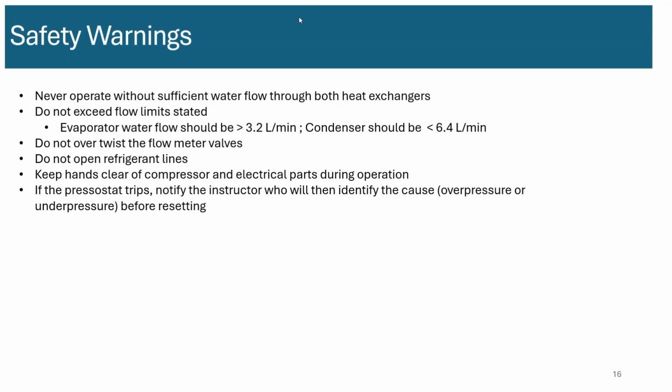So now some general safety warnings. Never operate without sufficient water flow through both the heat exchangers. This has been already explained. Evaporator flow should always be more than 3.2 liters per minute. Condenser flow should be never more than 6.4 liters per minute. Then do not over twist the flow meter valves, which are the only things that you'll be operating within the system. So be careful to not over twist in either direction, right?